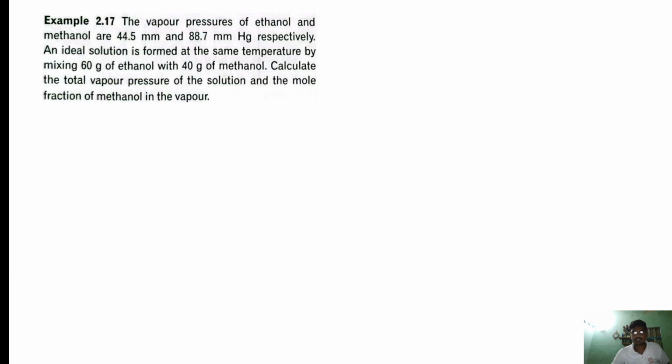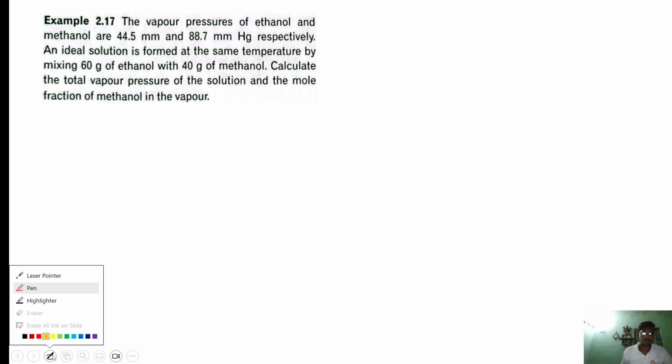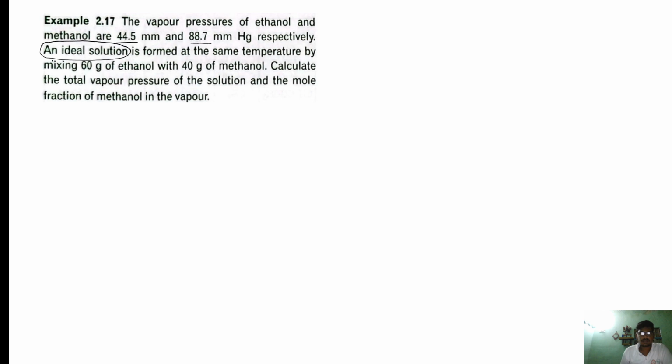We'll solve a few examples of whatever we have covered till now. We'll solve this example because after many days I am taking these classes on solutions. So we'll solve a few examples. The question is: the vapor pressures of ethanol and methanol are 44.5 mm and 88.7 mm Hg respectively. An ideal solution. Here remember this term, ideal solution. Whenever you hear the term ideal solution, the immediate thing that should come to your mind is that it will follow Raoult's law. What is Raoult's law?